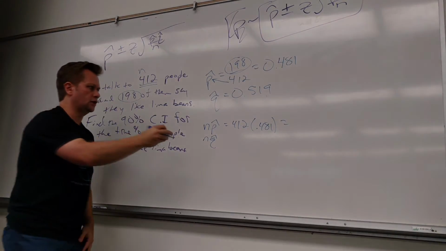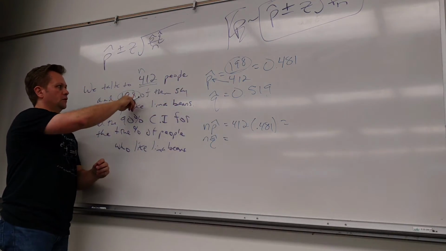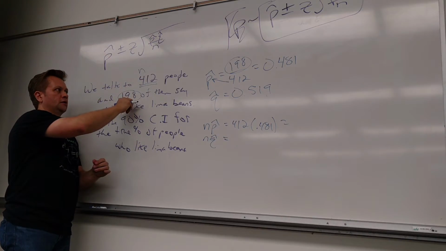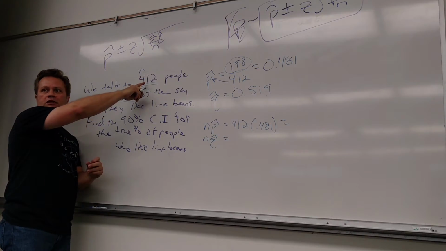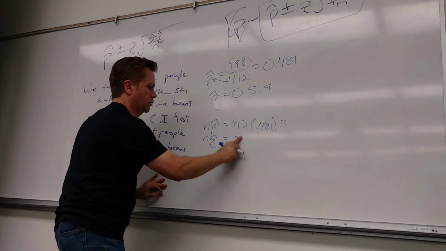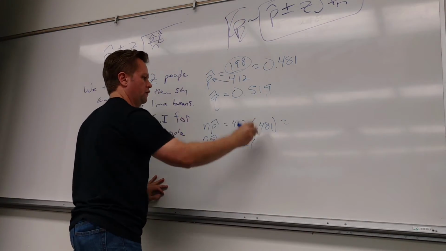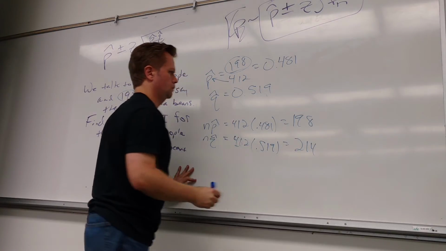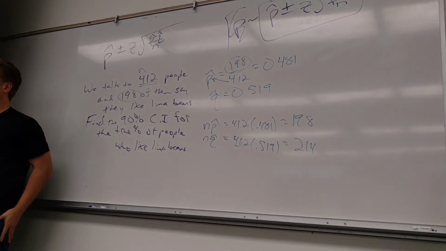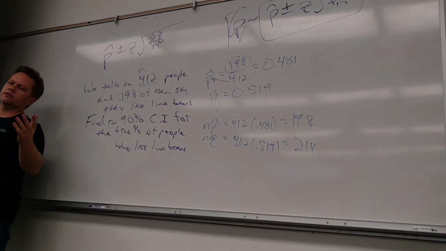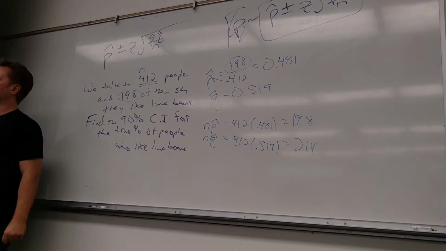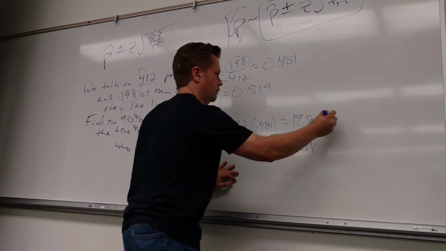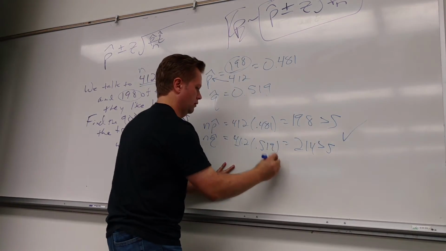So then what's n q hat? It's going to be the rest of the people. How many other people are there? 214. Yep. And again, if you don't believe me, you can do 412 times 0.519, and you'll come out with roughly 214. Did anybody do that? Or do y'all just trust me? It's less work to trust you, so screw it. And these are both what? Greater than 5. Which means that this is normal enough.